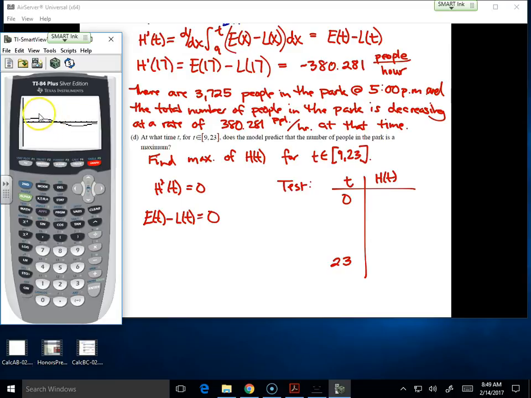Wait, why does it make sense that the rate of people in the park is above and then below? Up to a certain time, the number of people in the park is increasing, and then as it starts to get late, what's going to happen the rest of the night? The number's going to decrease, yeah.